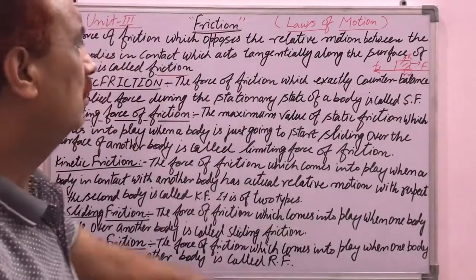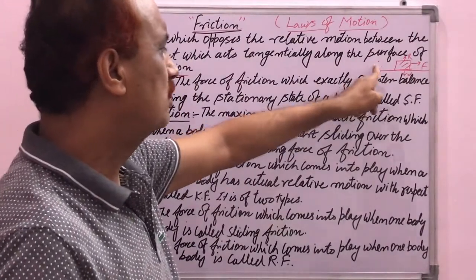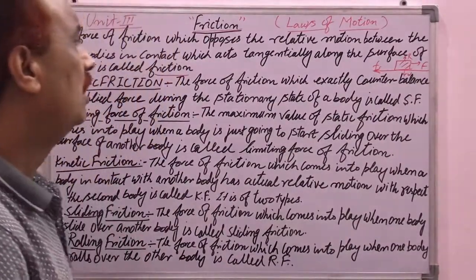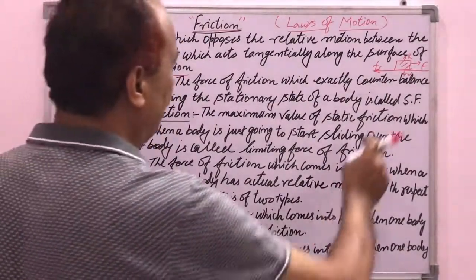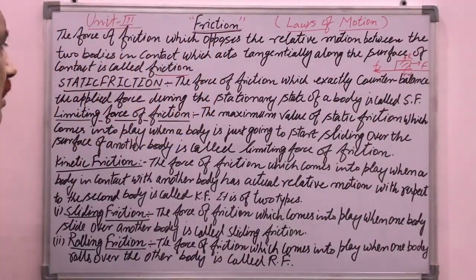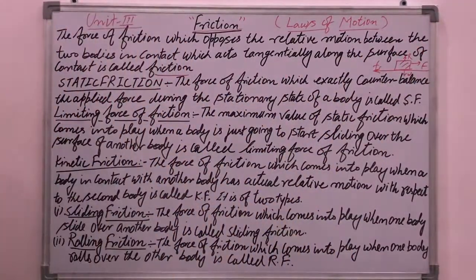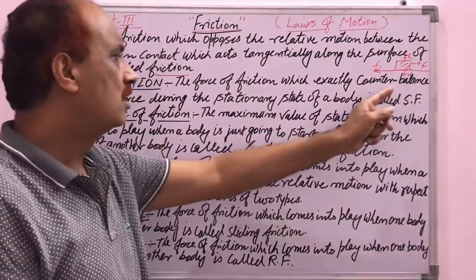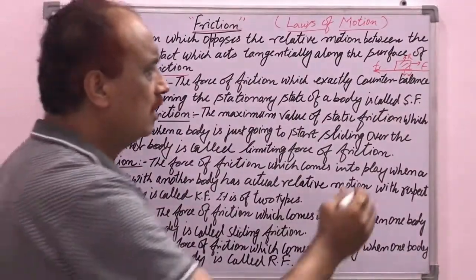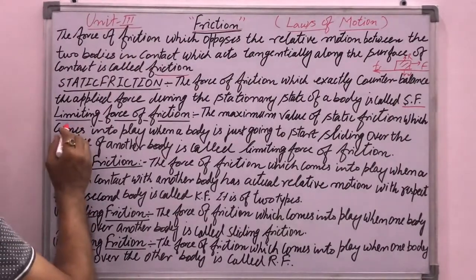In that condition, the force acting on the body is counterbalanced by the static friction, and the weight of the body is counterbalanced by the normal reaction acting on it from the surface in the upward direction. The body is then in the rest, stationary position, and the force of friction acting here is known as static friction. So the force of friction which exactly counterbalances the applied force during the stationary state of the body is called static friction.